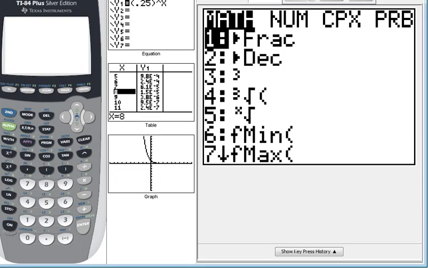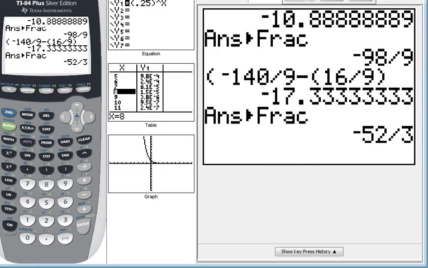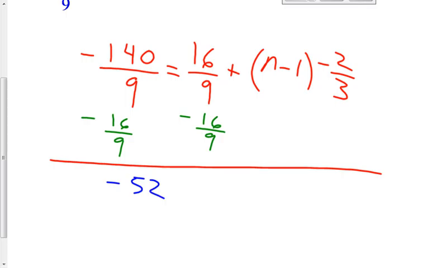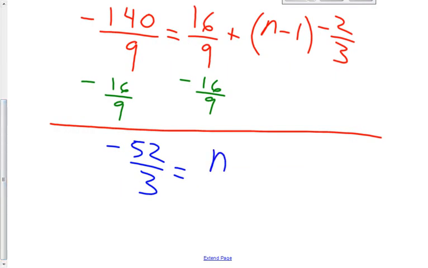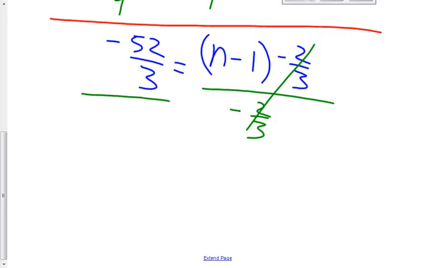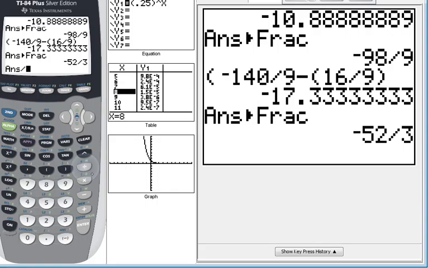And I got a negative 52/3. A negative 52/3 now equals n minus 1 times a negative 2/3. So the next thing I'm going to do is divide by a negative 2/3 to get rid of that coefficient.